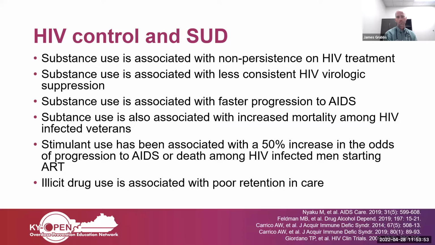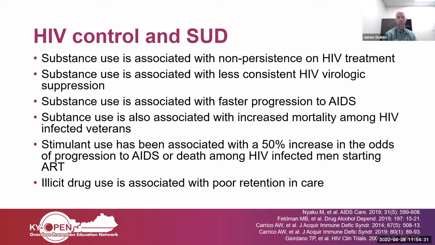Apart from risk for incident HIV infection, substance use disorder has an impact on HIV control among individuals who are living with HIV and also have substance use disorder. It's associated with non-persistence in HIV treatment. Successful HIV treatment requires people staying in care because it's a chronic infection for which we don't currently have an effective cure, but we do have effective treatment.